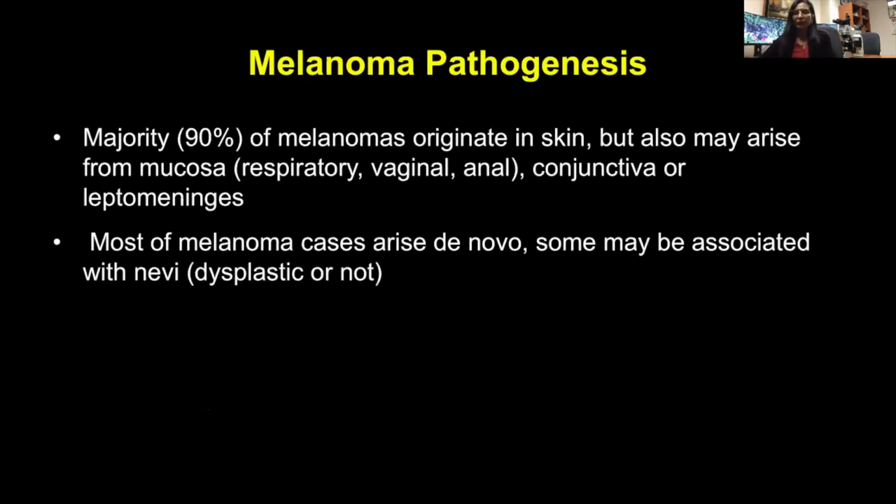Approximately 90% of melanomas originate on the skin, but as you know, it may arise from mucosal areas as well as conjunctival or leptomeningeal areas. Again, those are rare, but it can happen. Most melanoma cases arise de novo, but some may be associated with a pre-existing nevus, which can be a conventional nevus or a dysplastic nevus.